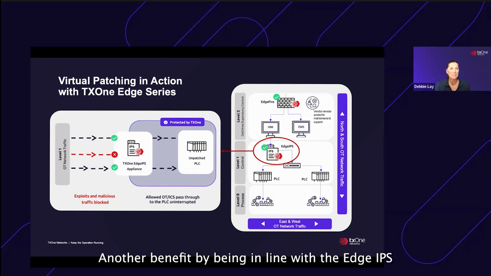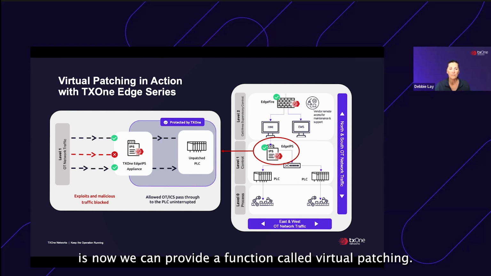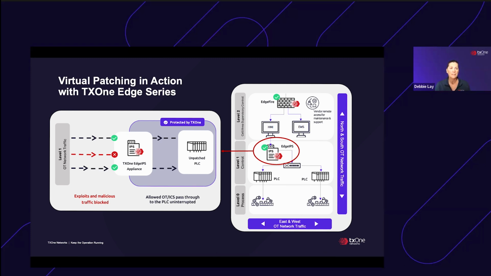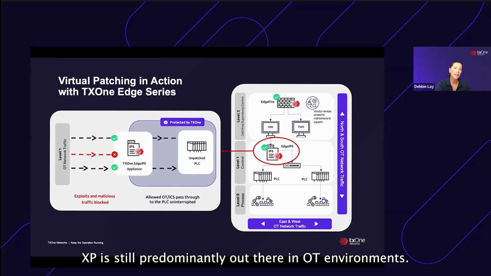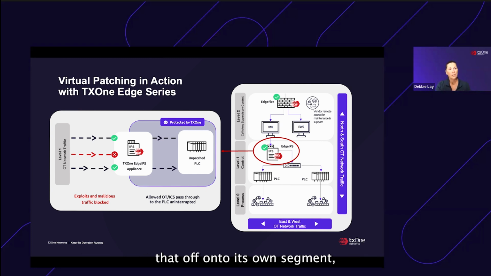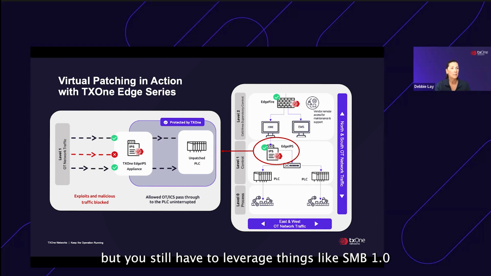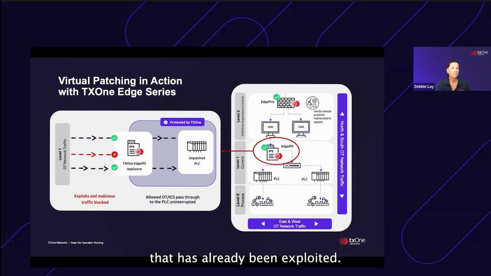Another benefit of being in line with the Edge IPS is that we can now provide a function called virtual patching. Let's say there's a system out there. I talked about legacy systems. XP is still predominantly out there in OT environments. You might have micro-segmented that off onto its own segment, but you still have to leverage things like SMB1 that has already been exploited, right? You can't turn it off. There's not a patch. You're not going to apply the patch to it.